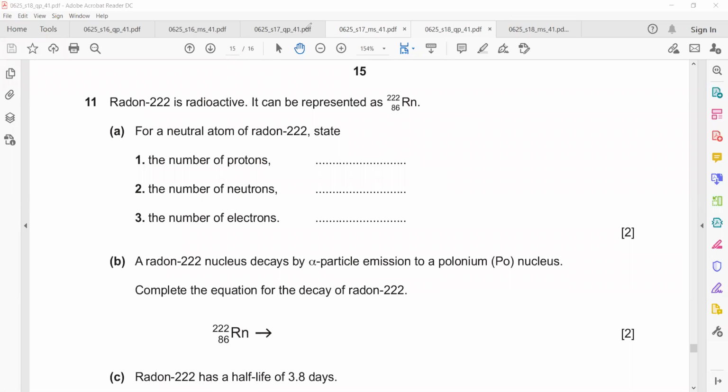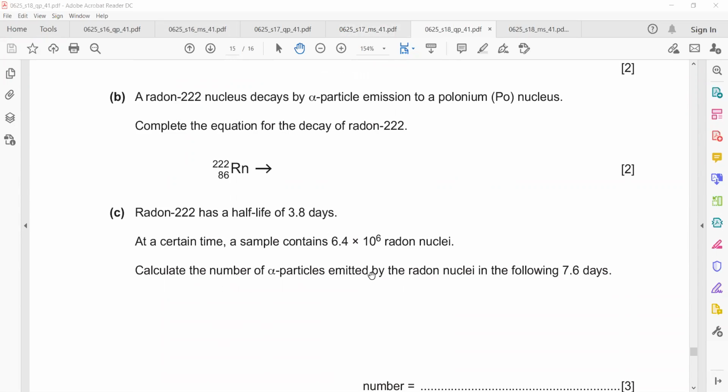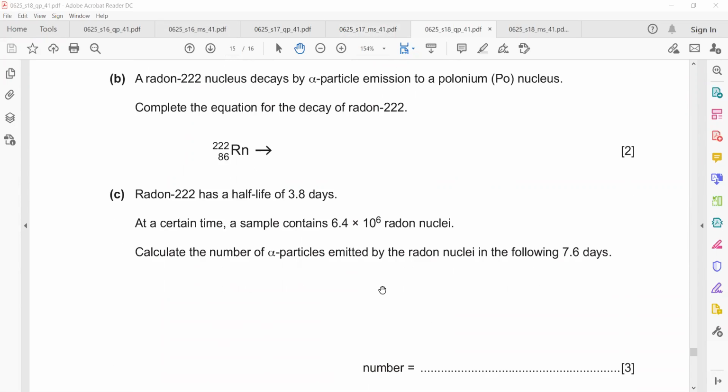Then the next part, a radon 222 nucleus decays by alpha particle emission. When it decays by alpha particle emission, the atomic mass decreases by 4 and the atomic number decreases by 2. And it converts into polonium, and an alpha particle is there. Or you can write the alpha particle first and polonium last, because for the alpha particle, it is fixed at 4 and 2.